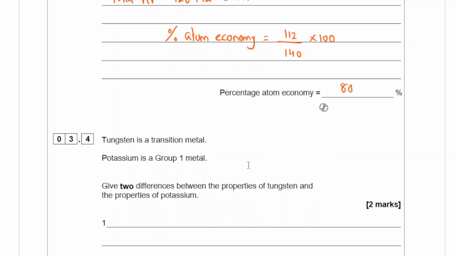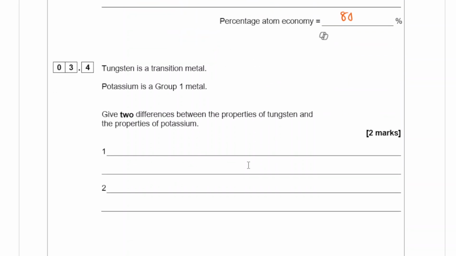Tungsten is a transition metal. Potassium is a group 1 metal. Give two differences between the properties of tungsten and the properties of potassium. Now, tungsten has a higher melting point or boiling point. So you can either write melting or boiling point, but you can't write it as two different points.